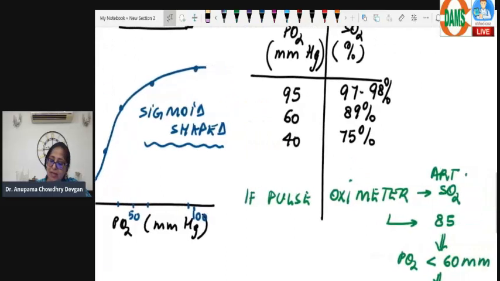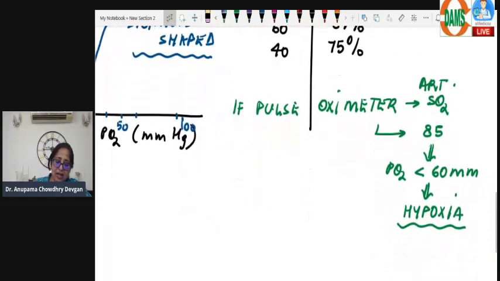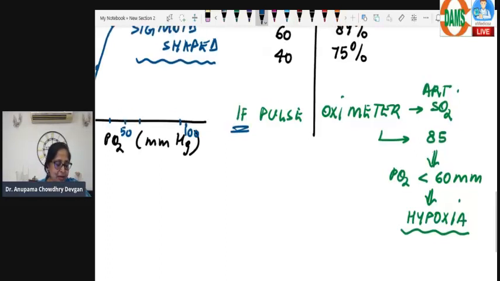Nikita Nellore, that was a question which I gave you. If the pulse oximeter reading is 85, that means PO2 is less than 60. At 89, PO2 is 60. Have you understood? Right? If saturation is less than 89, PO2 will be less than 60. Okay? Have you understood that, Soumya and Nikita?